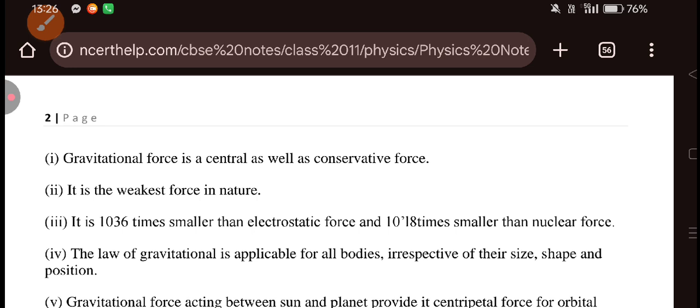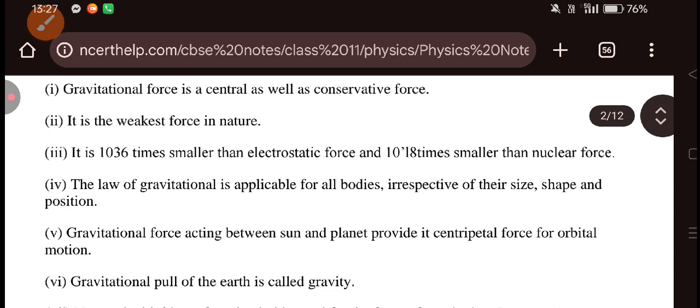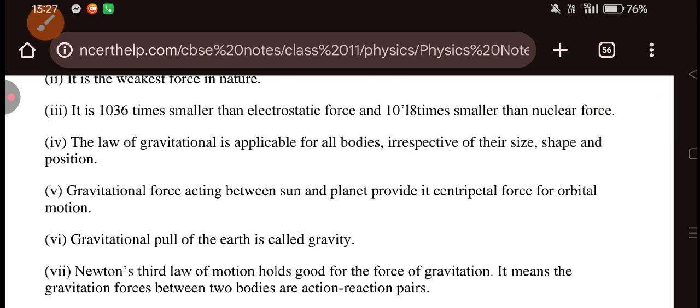Fourth, the law of gravitation is applicable for all bodies, irrespective of their size, shape, and position. Fifth, the gravitational force acting between the sun and planets provides the centripetal force for orbital motion.